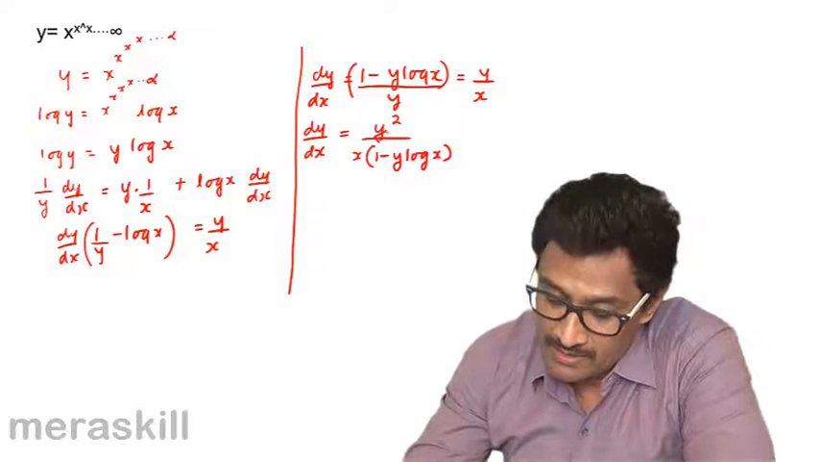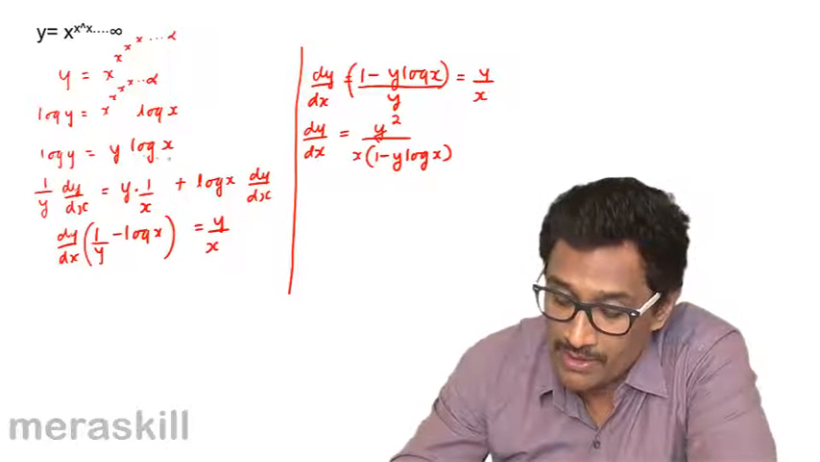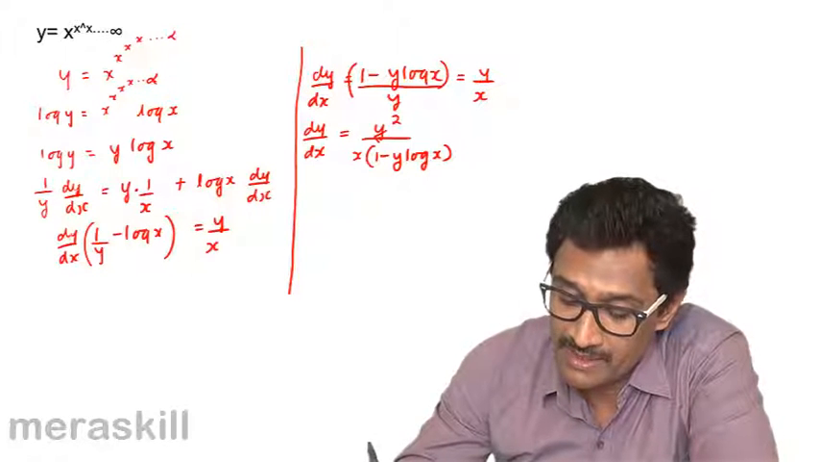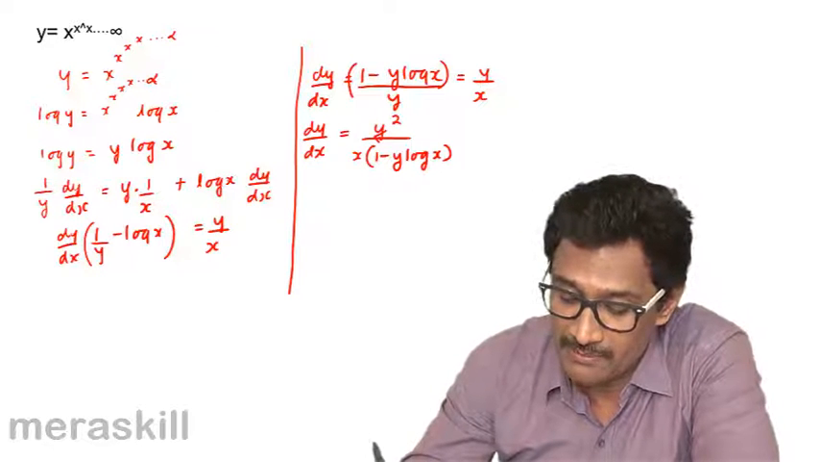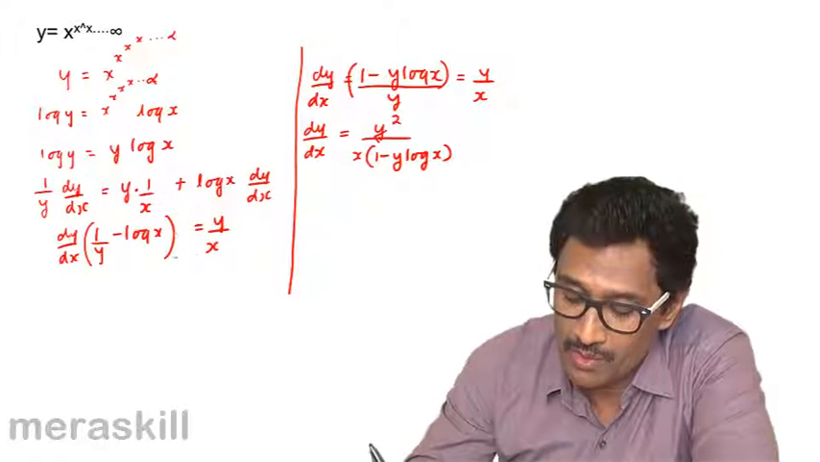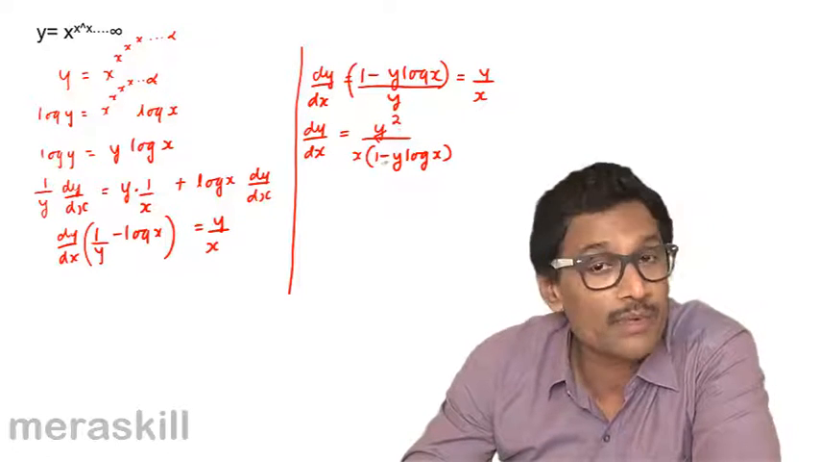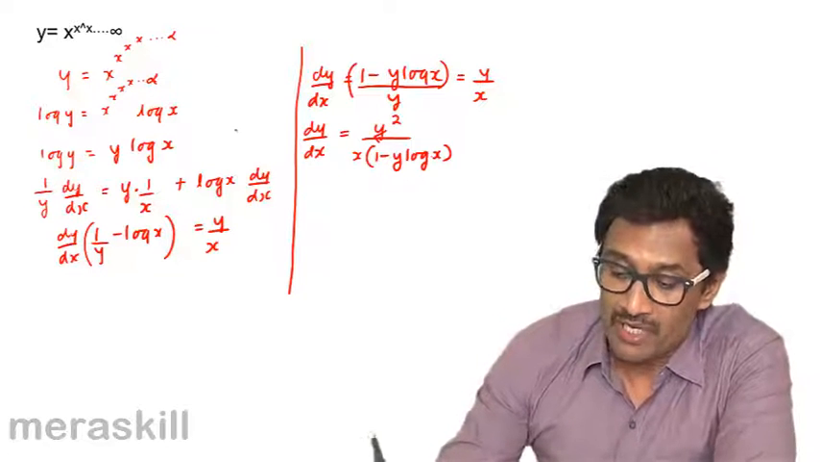Hence you get accordingly the same, log y is equal to y log x, so y into 1 by x plus log x into dy by dx. So we collect these two terms together, dy by dx into 1 by y minus log x, so 1 minus y log x, cross multiply, and you get dy by dx is y square upon x into 1 minus y log x.